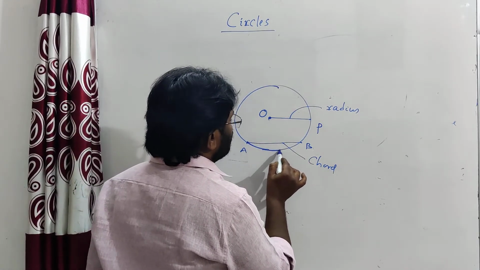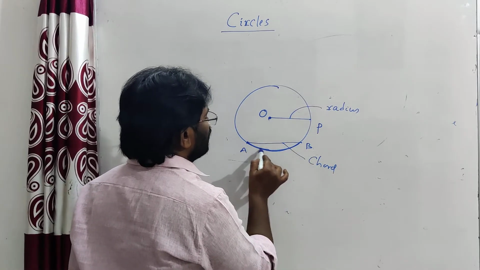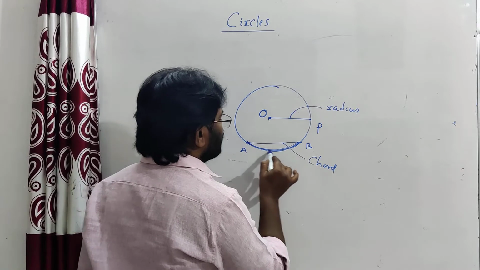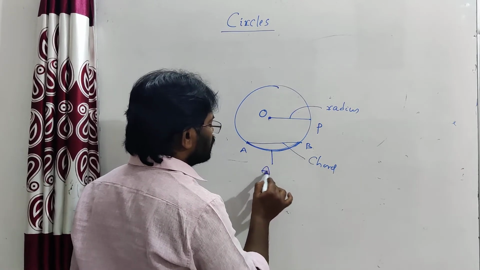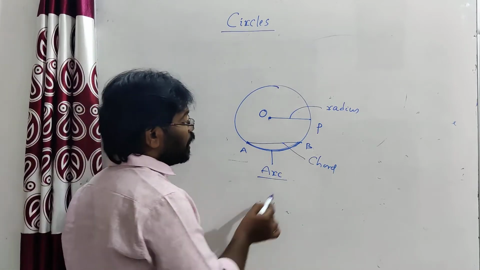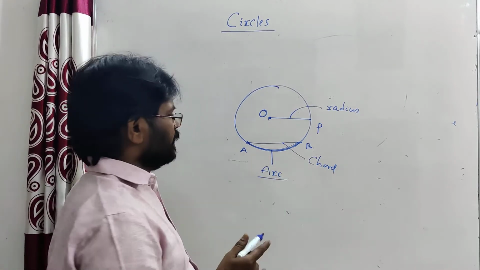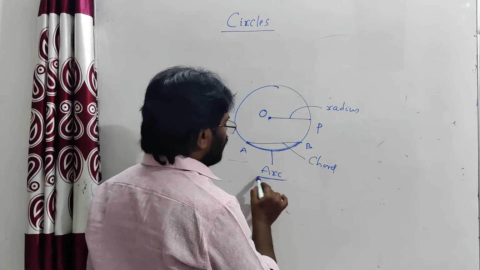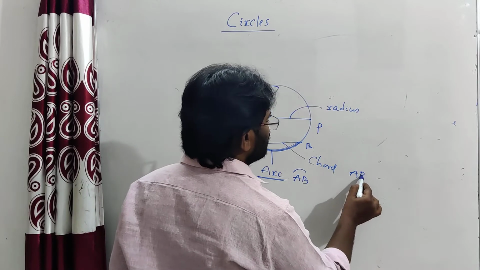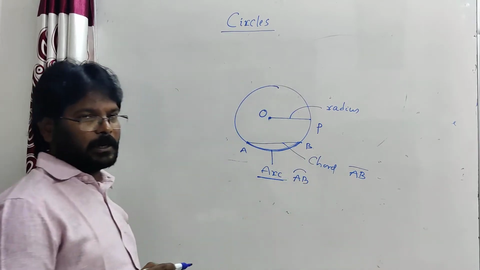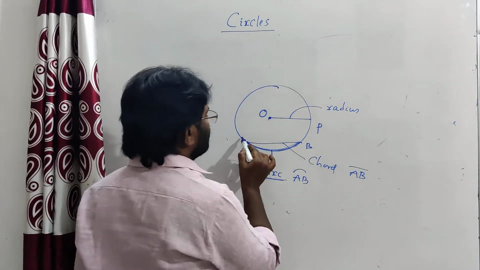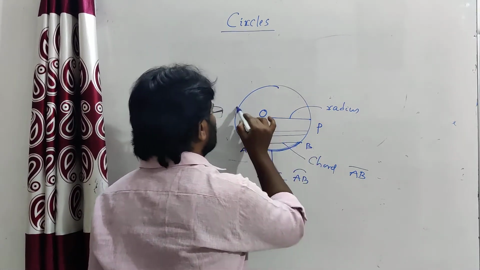The part of a circle AB, this is a path of curve from A to B. This is called an arc. An arc of a circle means a part of a circle. Arc AB we write like this. Chord AB we write as a line segment. So how many chords can we draw here? So many chords.